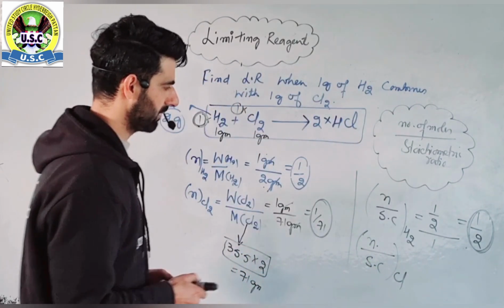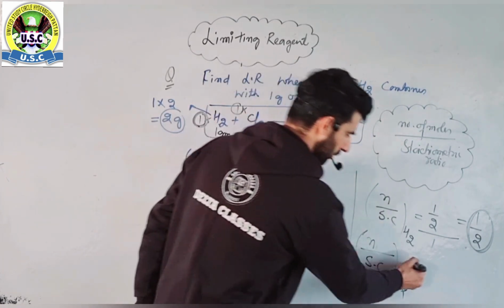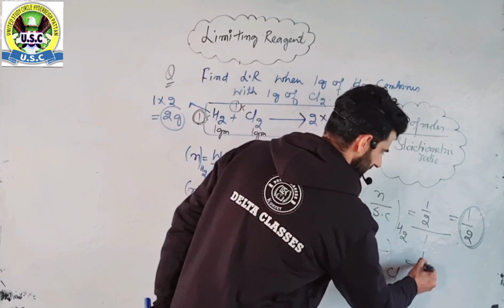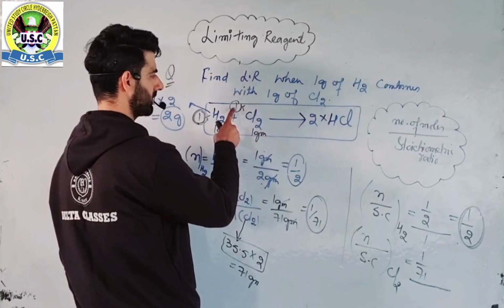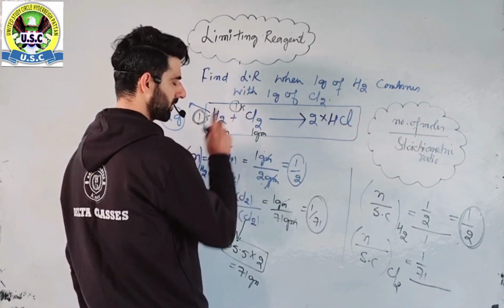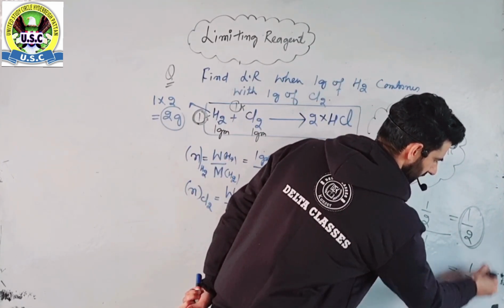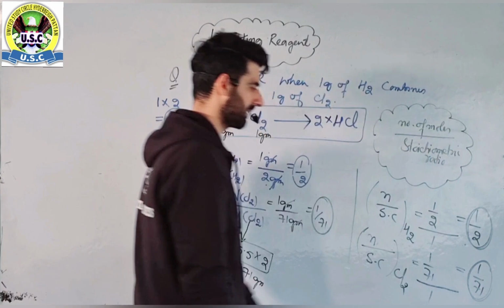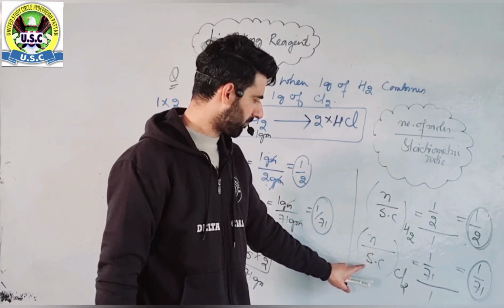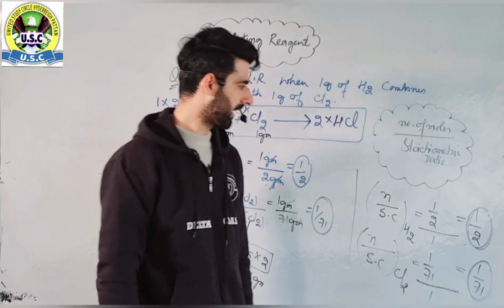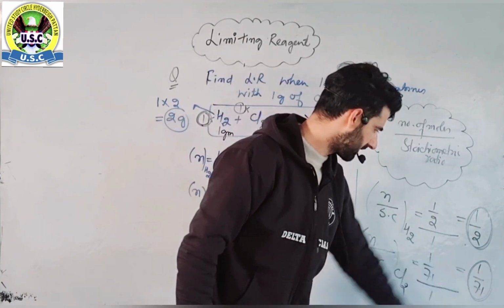Similarly, we calculate the number of moles divided by the stoichiometric coefficient of Cl2. We get 1 over 71, divided by the stoichiometric coefficient of Cl2, which is 1. So write down 1 over here. When we calculate this, it is equal to 1 over 71. Now we have both n over SC of H2 and n over SC of Cl2: 1 by 2 for H2, and 1 by 71 for Cl2.